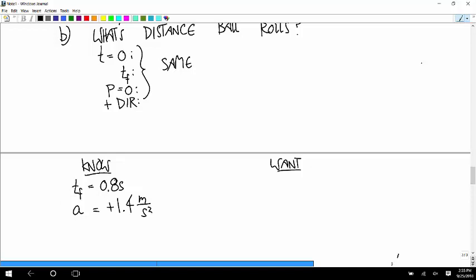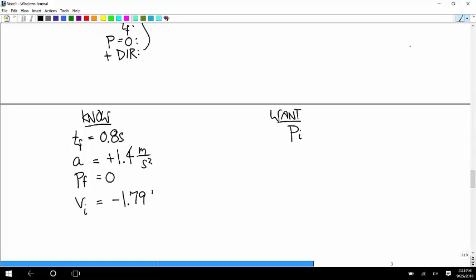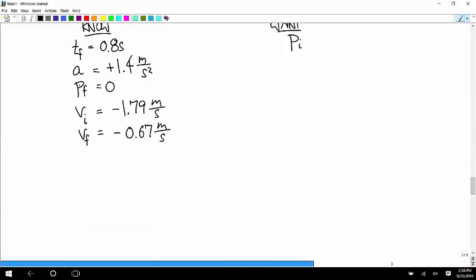So really what we're trying to find in this one is the initial position. P final is 0. The initial velocity is negative 1.79 meters per second, but that still means a velocity up the ramp. We just changed the direction of our positive. And V final is negative 0.67 meters per second. And so the equation that works here is the one that says P final is equal to P initial plus V initial t final plus 1/2 a t final squared.